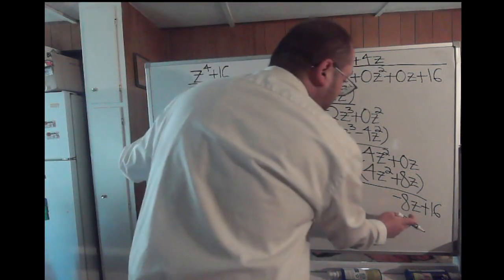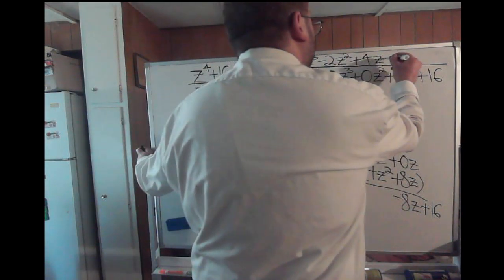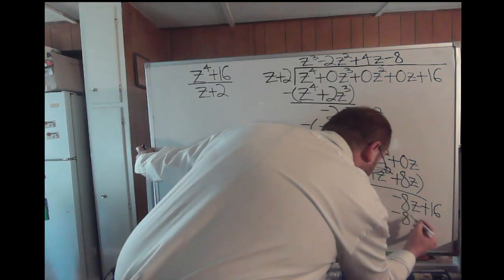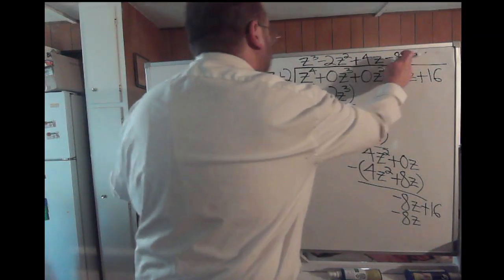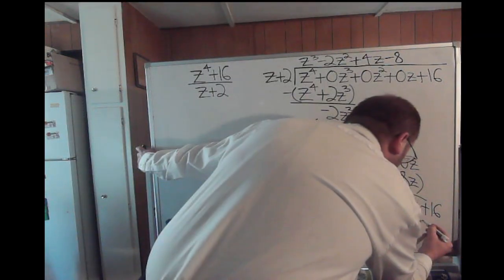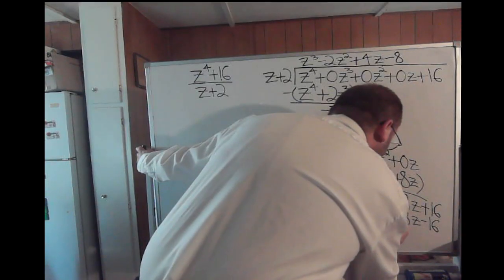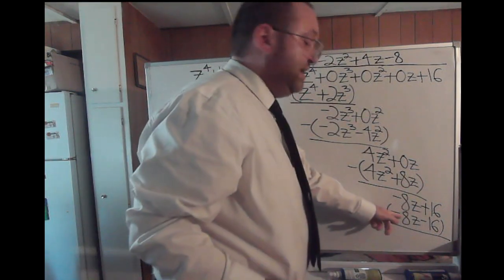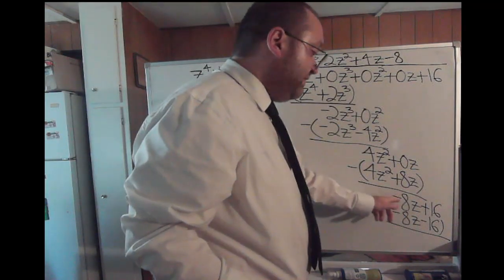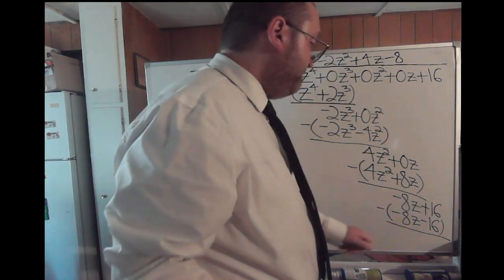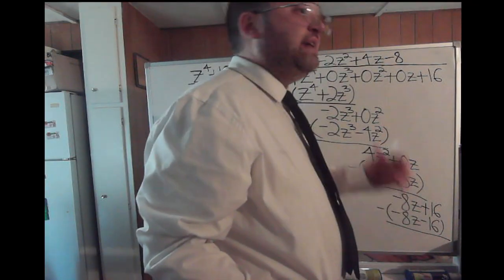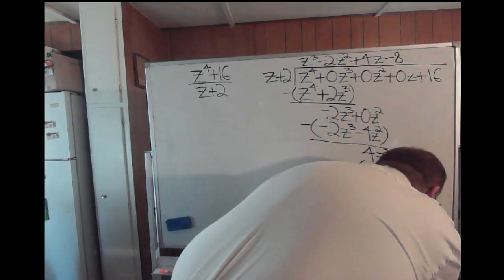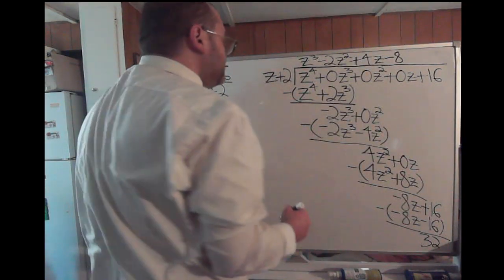Now, z times what equals negative 8z? Well, that'd be negative 8. Negative 8 times z, that's negative 8z. And then negative 8 times 2, well, that's going to be negative 16. So now you subtract the whole quantity from the dividend. Negative 8z is positive 8z, so negative 8z plus positive 8z is 0. Negative 16, that's actually plus 16. So 16 plus 16, that'll give you 32. So you end up having a remainder of 32.